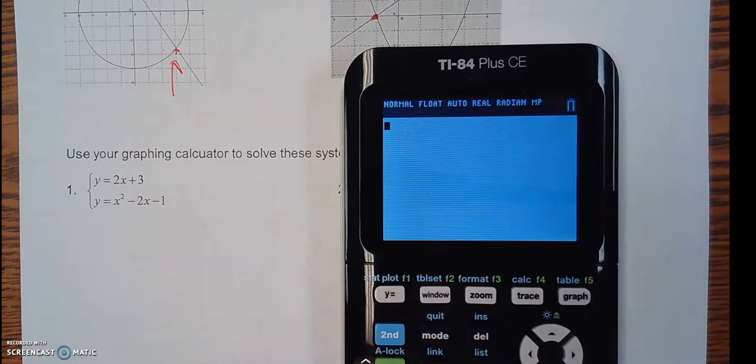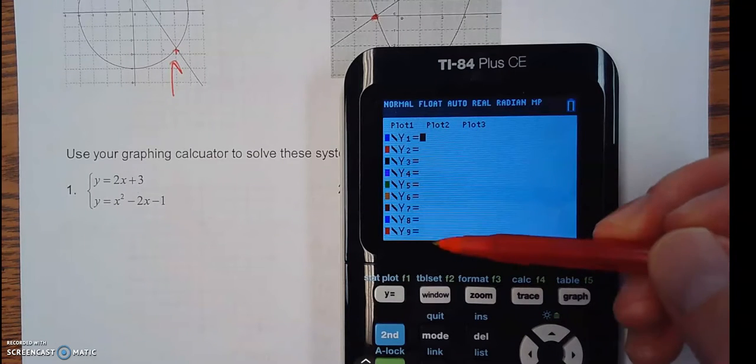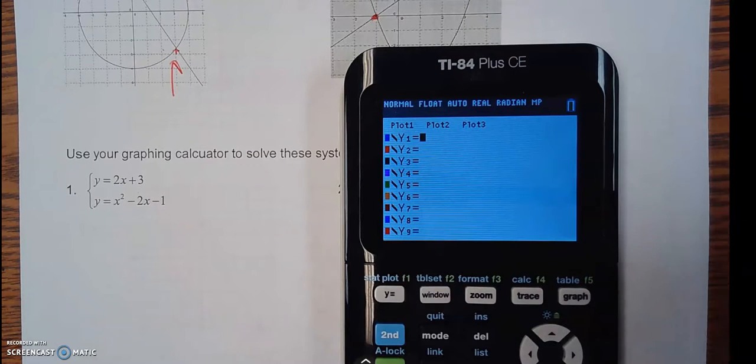So right now I just turned it on, and if you want to graph, you need to push the y equals. That's where you're going to tell it what your equations are. It says y equals, and in order to put it in the calculator, y has to be by itself. So I'm going to type in that first one.